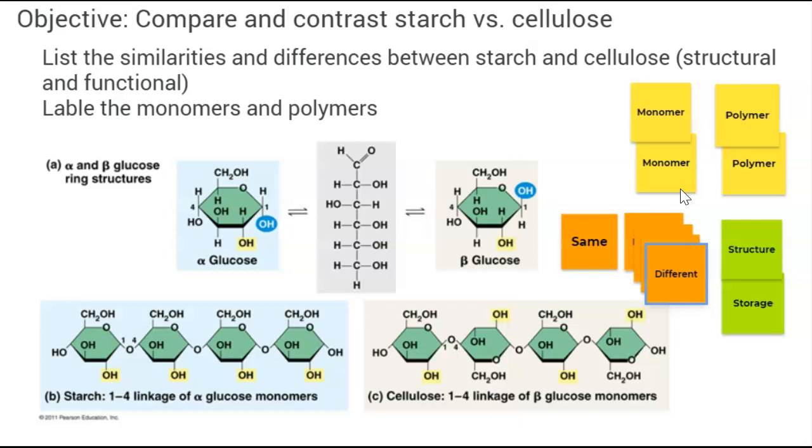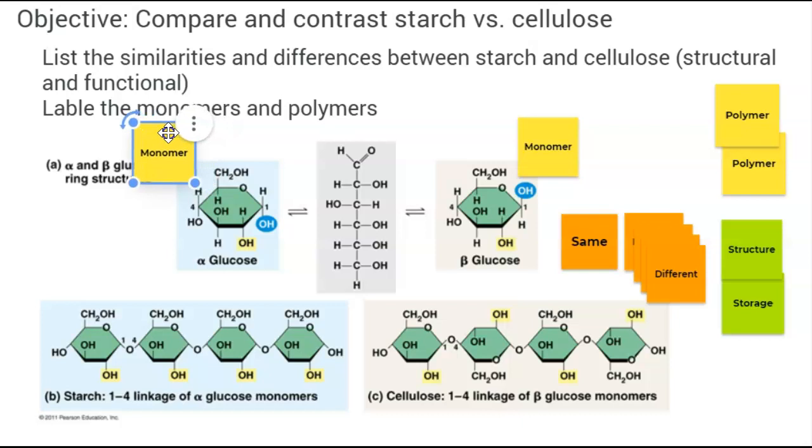And then also, if you happen to know the function of starch and cellulose, those are the green ones here, right? One is for structure and the other one is for storage. So take a pause here and go through and see if you can match those up. So when we are thinking about monomers versus polymers, right? Mono means one. So the monomer for cellulose is beta glucose, in contrast the monomer for starch is alpha glucose. And we'll look at that in just a second.